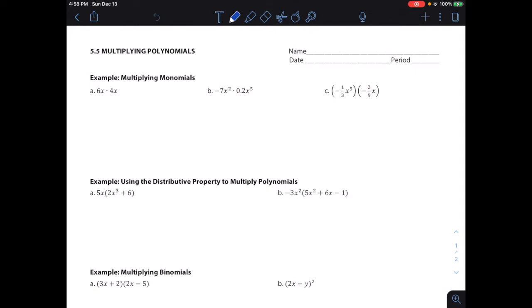Okay, so the product rule says we multiply variables that are the same, and when they're the same, we add their exponents. And if they have a coefficient on them, we multiply the coefficients together. So did I say that right? We add the exponents and we multiply the coefficients. Okay, so here we go.